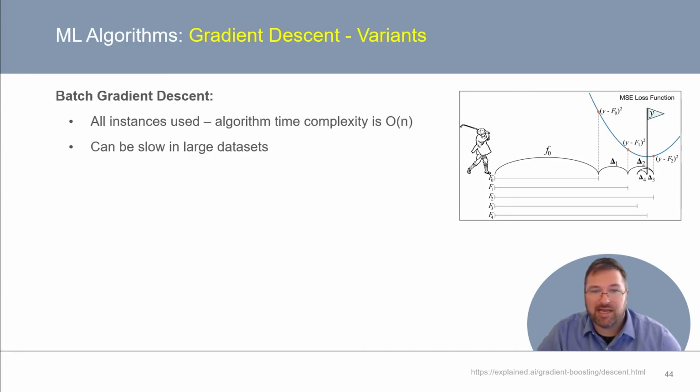So back to our gradient descent variants. The first variant is batch gradient descent.